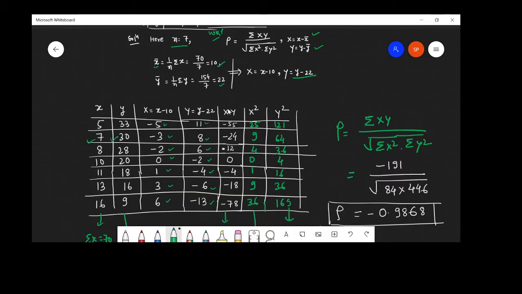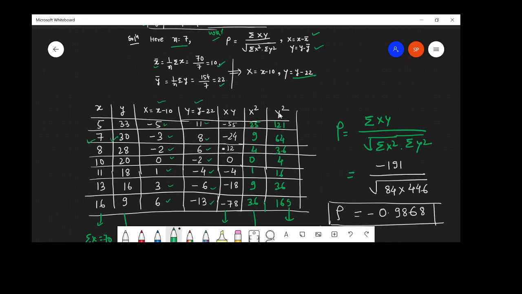And now for XY, we multiply these two columns, and we get minus 55, 20, minus 25, minus 12, 0, minus 4, and 3 into minus 6 is minus 18, and 6 into minus 13 is minus 78. After that we need X square, so we square this column: minus 5 squared is 25, minus 3 squared is 9, minus 2 squared is 4, 0 squared is 0, 1 squared is 1, 3 squared is 9, 6 squared is 36.